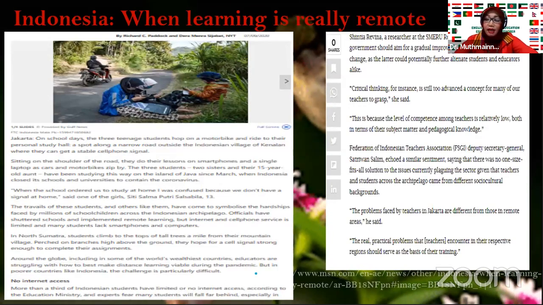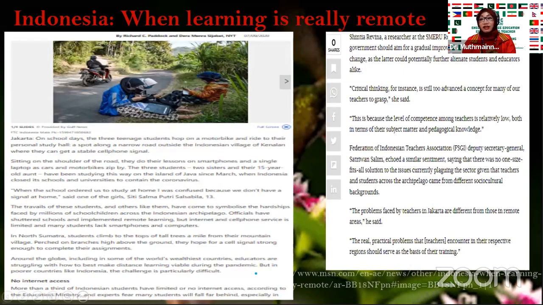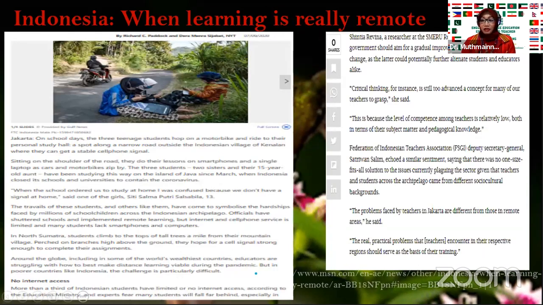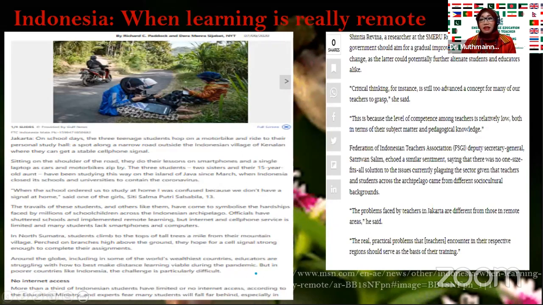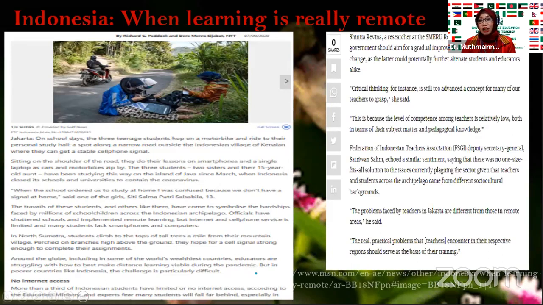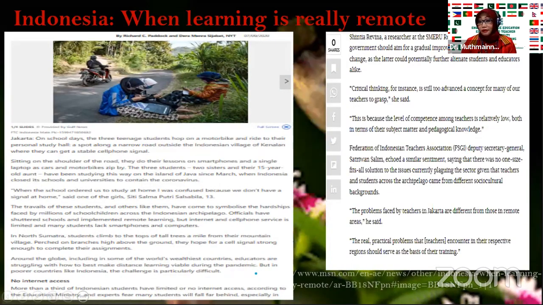Here, the big problem is the internet connection. As you know, Indonesia is a big country and one of the developing countries in Asia. In fact, about 50% of the students or the area of Indonesia is rural area. I mean, in the rural area there is no internet connection. And most of our students live in the village.